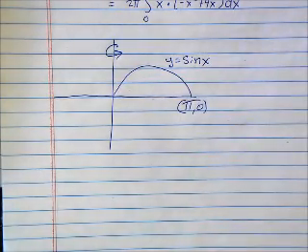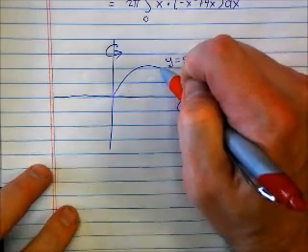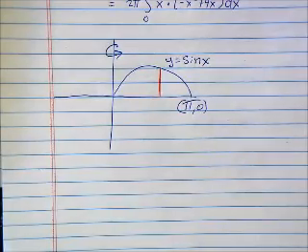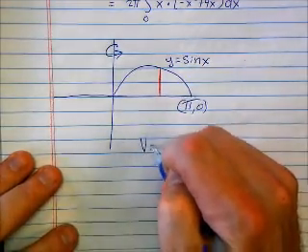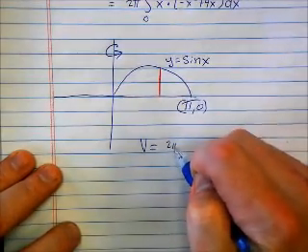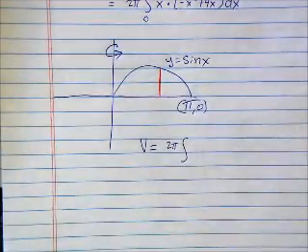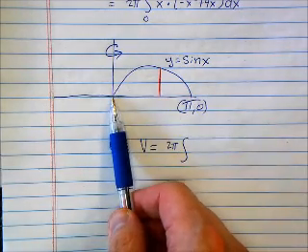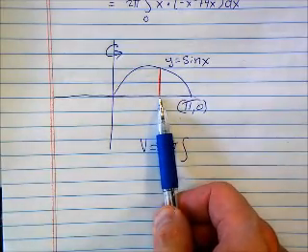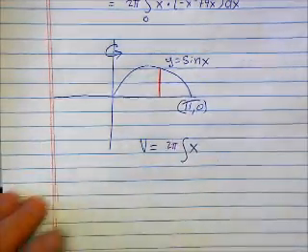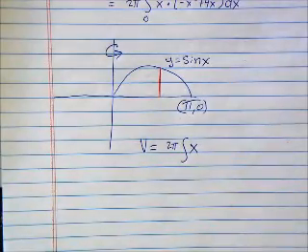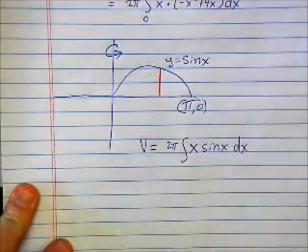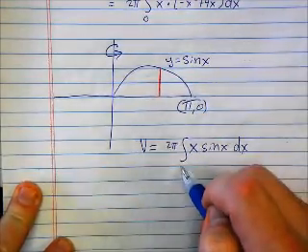Big problem. But if I build my little strip this way, I'm in good shape. So my volume would be 2 pi times the integral, my radius. What's the radius? The radius is the distance from where you're spinning to where you are. That distance is x. Times the height of the rectangle. How tall is my rectangle? Sine x. Times the thickness, which is dx. And our integral would go from 0 to pi.